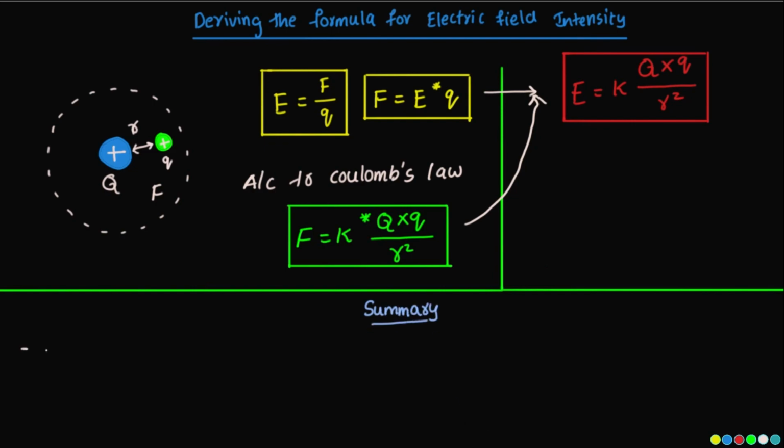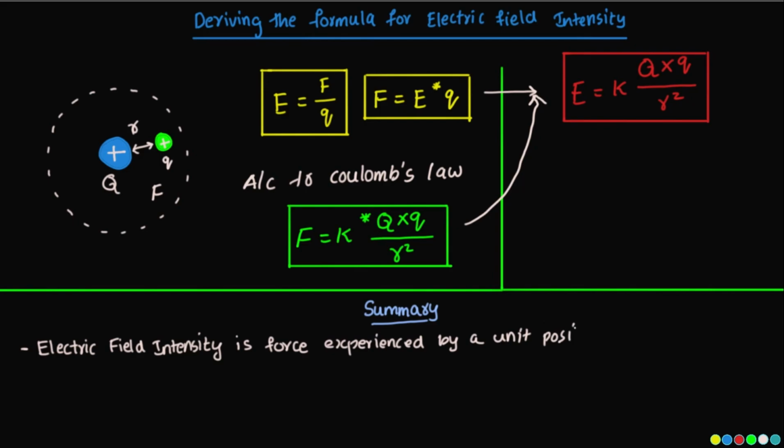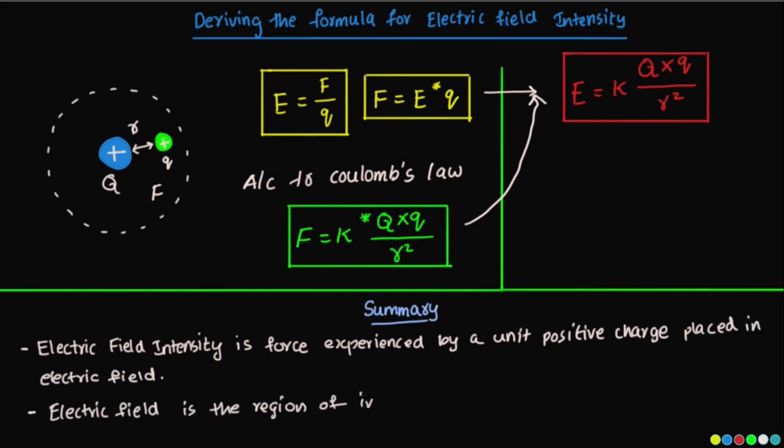In summary, electric field intensity is the force experienced by a unit positive charge placed in an electric field. Electric field is the region of influence, and electric field intensity is the measure of its strength. We can use Coulomb's law to derive the formula for electric field intensity, which helps us solve various numerical problems.